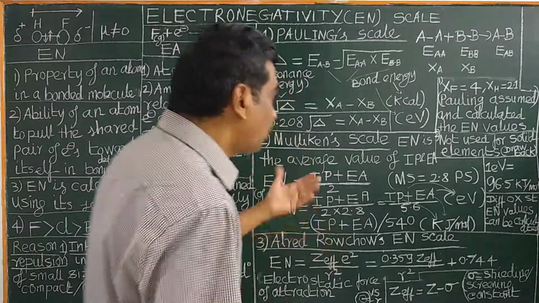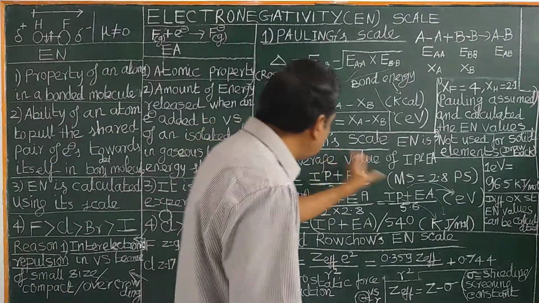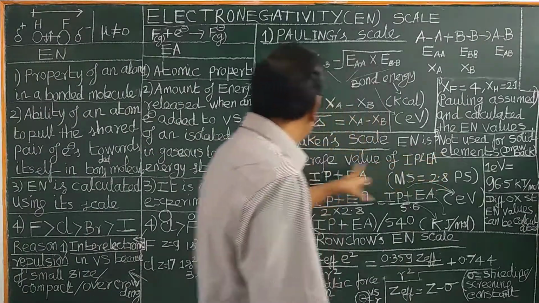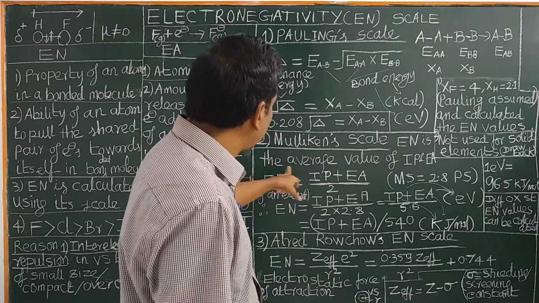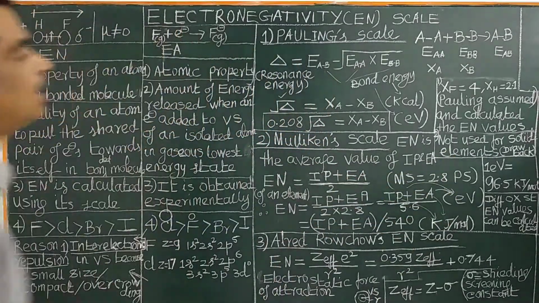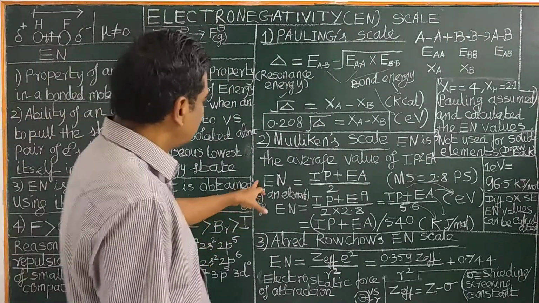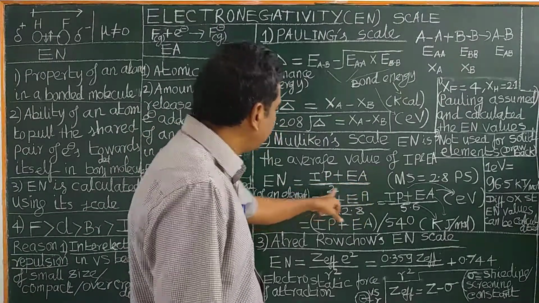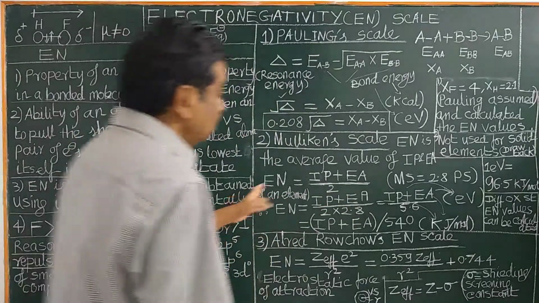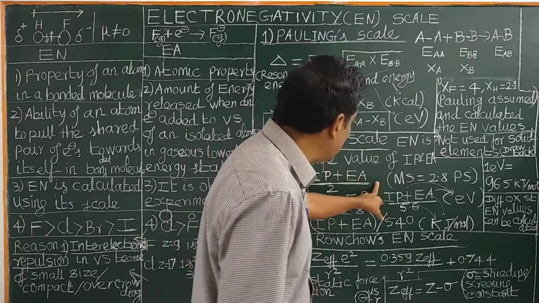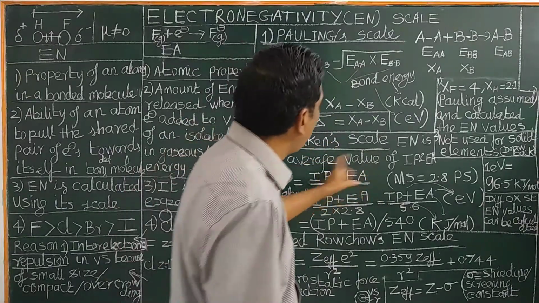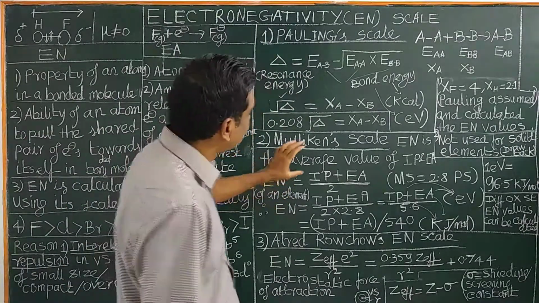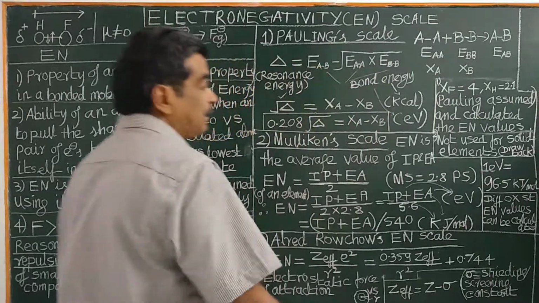Therefore, Mulliken proposed Mulliken's scale to obtain the electronegativity values of such elements. The electronegativity is calculated from the average value of the ionization potential and electron affinity values of the element. The electronegativity of an element is equal to IP plus electron affinity divided by 2. The electronegativity value calculated using Mulliken's scale is 2.8 times greater than Pauling's scale.